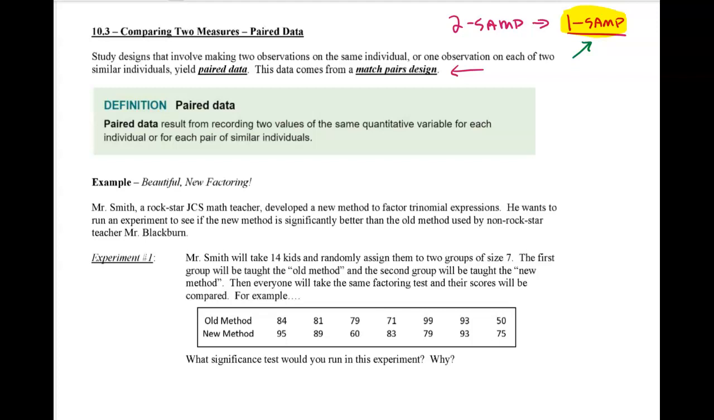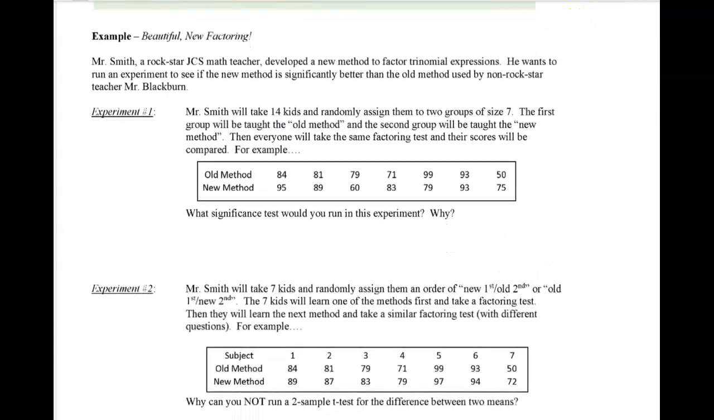Paired data results from recording two values on the same quantitative variable for each individual. So we record two values of the same variable for each individual, or each pair of individuals. You could also group like people together as opposed to the same person.